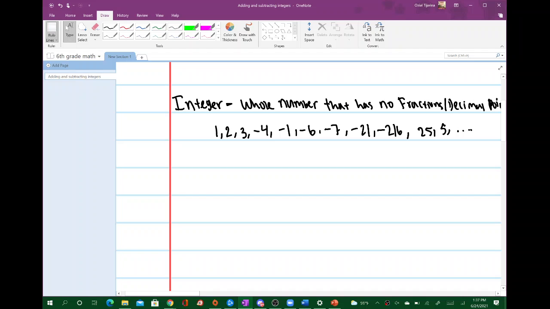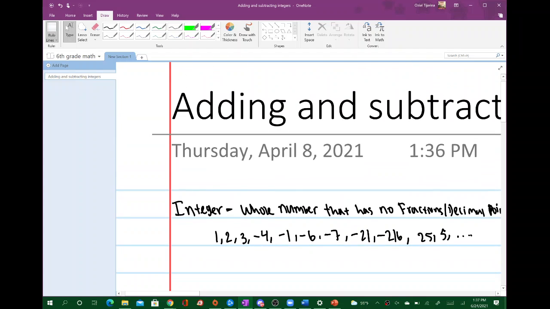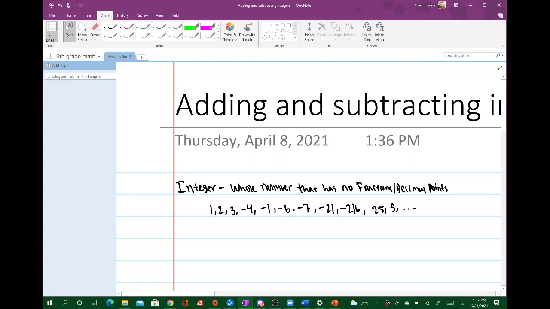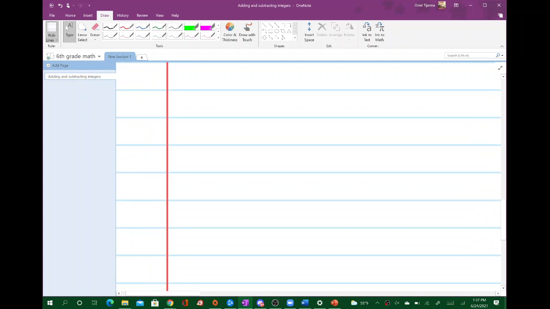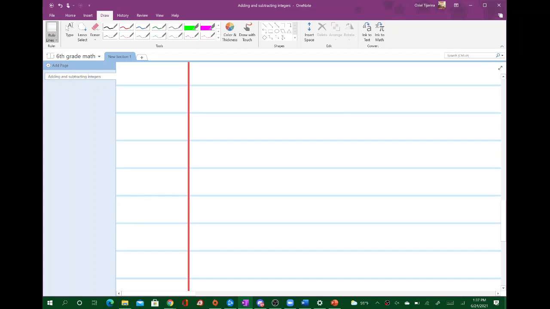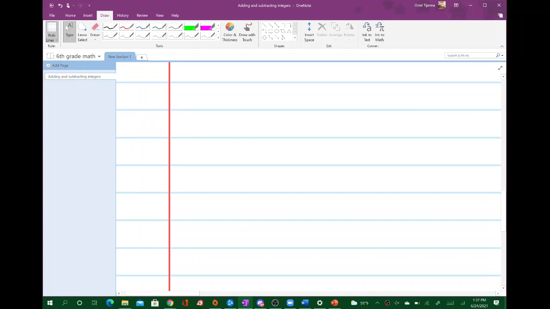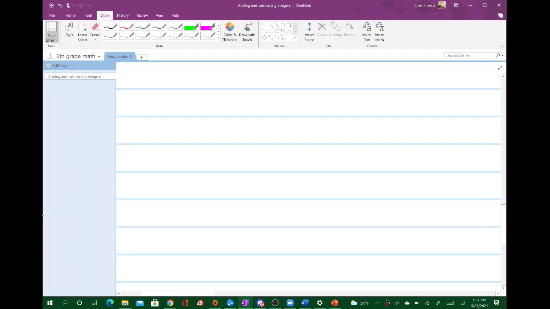Now, in 6th grade, I believe they teach how to add and subtract integers. This is a very important skill for the future math classes that you take later on when you go to high school, and even in 7th and 8th grade. This is something that you relearn again and again, just at a higher difficulty.